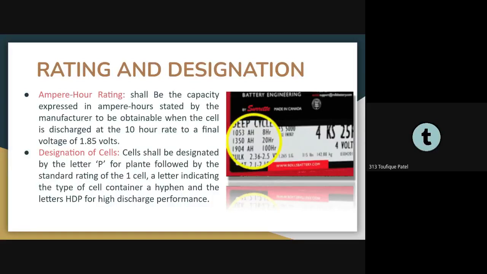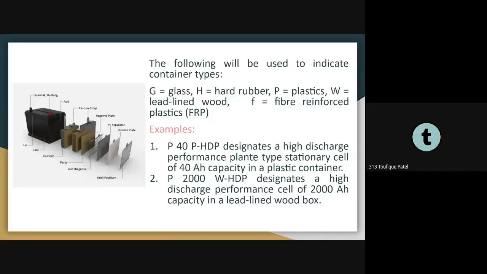Cells shall be designated by the letter P for plante, followed by the standard rating of the cell, a letter indicating the type of the cell container, a hyphen, and the letters HDP for high discharge requirements. The following will be used to indicate container types: G for glass, H for hard rubber, P for plastics, W for lead lined wood, F for fiber reinforced plastics, FRP.